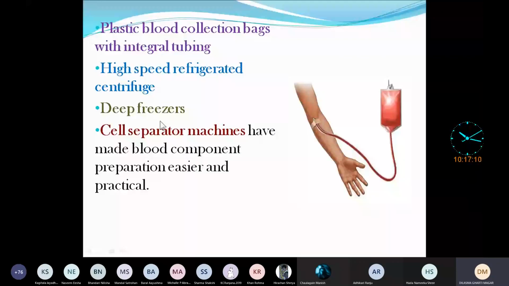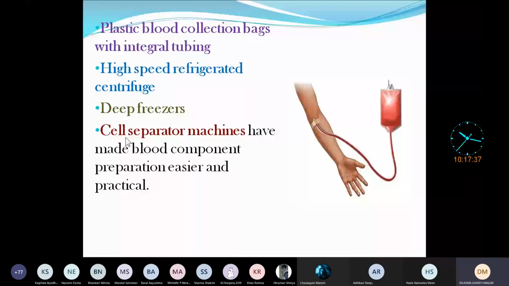And there will be the cell separator machines. So the cell separator machine means, if the RBC settles down at the bottom, then the plasma above it will show the platelets. So we will compress the bag in the cell separator machine, and the cells will be separated. Then the plasma with the platelets, whenever it is centrifuged again, then we can remove the plasma.